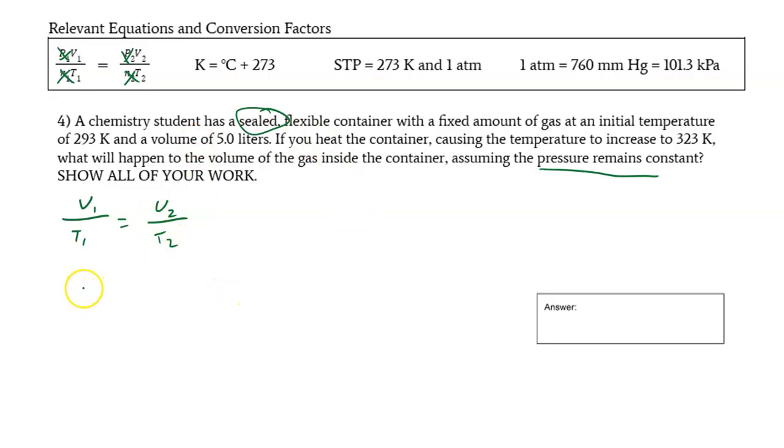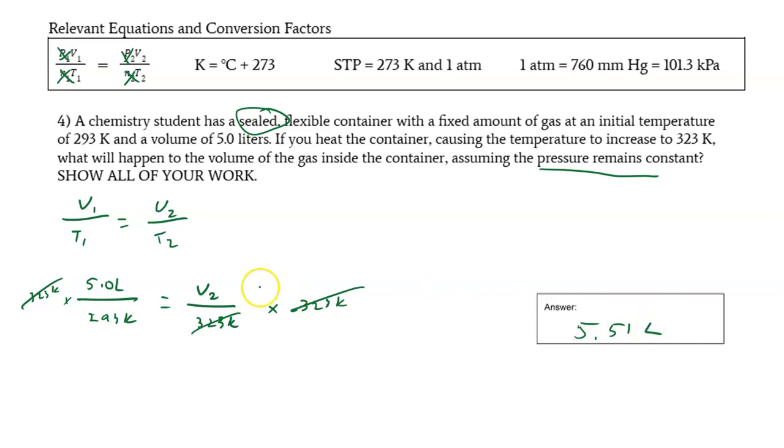So my initial volume is 5.0 liters. My initial temperature is 293 Kelvin. That's going to be equal to V2, which is our unknown, over our new temperature, which is 323 Kelvin. Okay, multiply both sides by 323. And we divide 5 by 293, multiply it by 323. Okay, we should get 5.51 liters, because it's a volume.